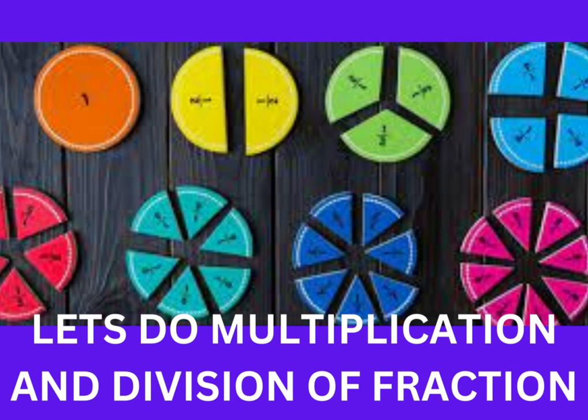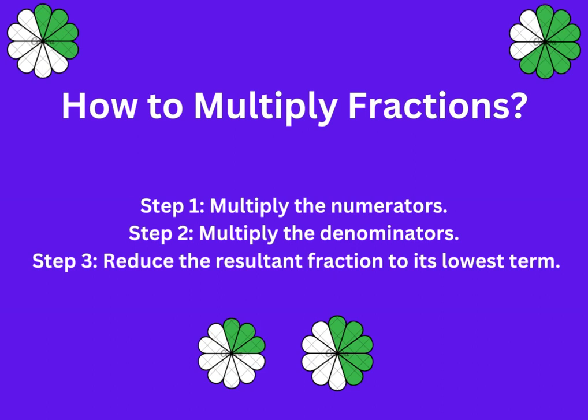So what do you mean by multiplying of fractions? How to multiply the fraction? There are two fractions and you have to multiply them. So what will be the steps? Now I will tell you about the steps. Multiply the numerators of both the fractions. That is the first step. Second step, you have to multiply the denominators. And the resultant fraction that comes, you have to reduce it to the lowest fraction.